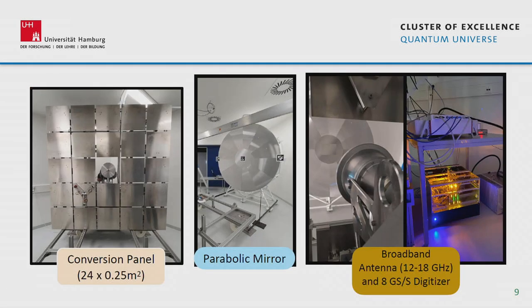This is our realization at the University of Hamburg. We have all of them built already, all of them calibrated, all of them put into operation, and they are housed inside a 60 dB shielded room. So we are quite confident we have no leak and no interference from outside. First we have the conversion panel, the parabolic mirror, and then the broadband antenna from 12 to 18 GHz. We also have a digitizer that can produce 8 GHz samples per second. Let's go through each component.